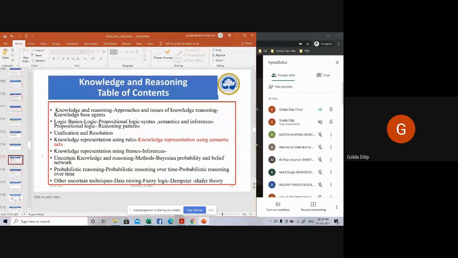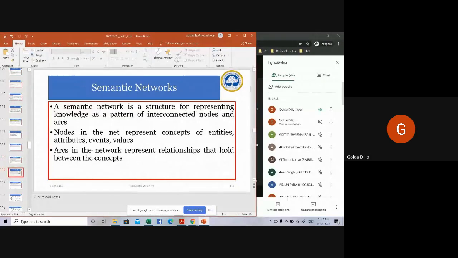Next, coming to semantic nets. You would have learned about the class diagram in object-oriented programming, right? Have you learned about class diagrams? Nobody has learned about class diagrams in object-oriented programming in the second year? Yes or no, Darshini? Yes, ma'am. So what does the class diagram have?